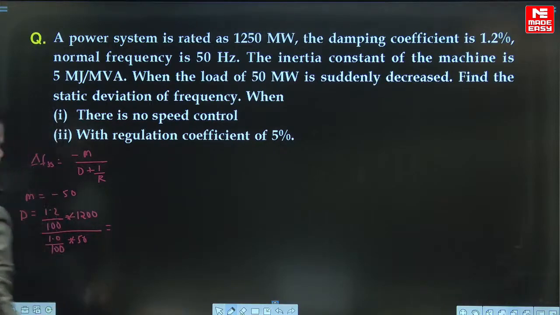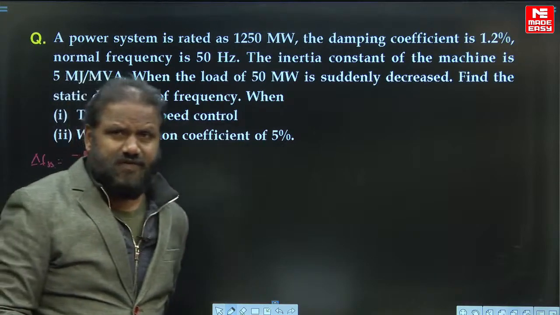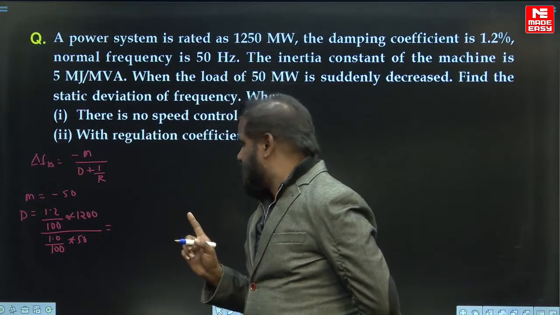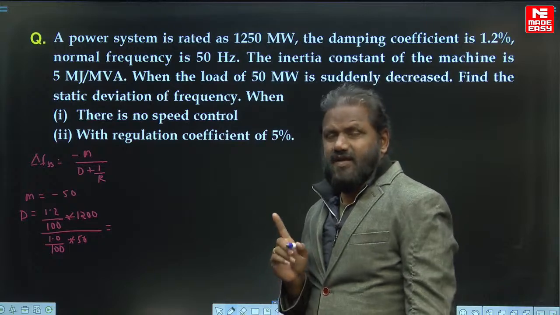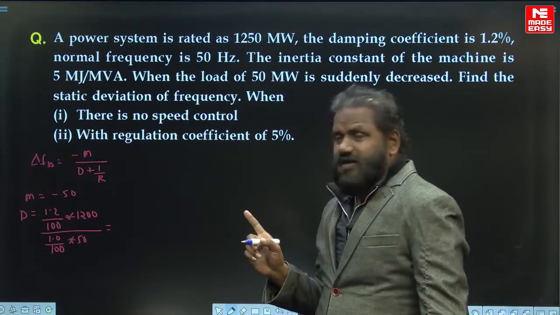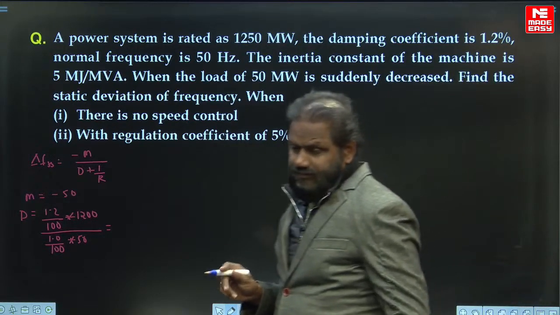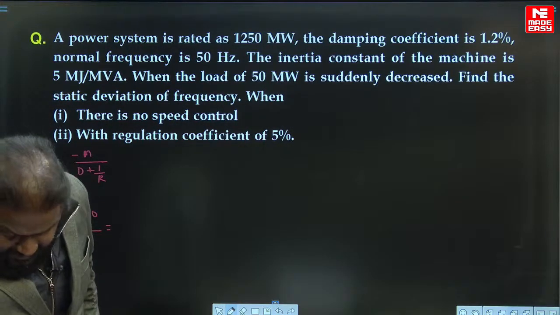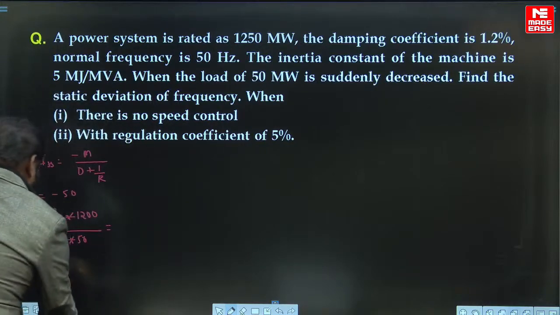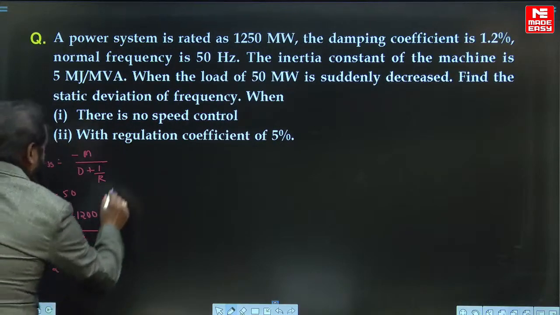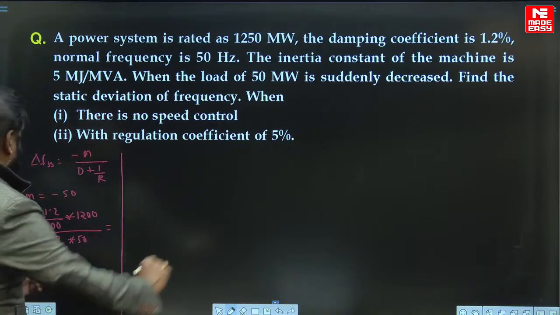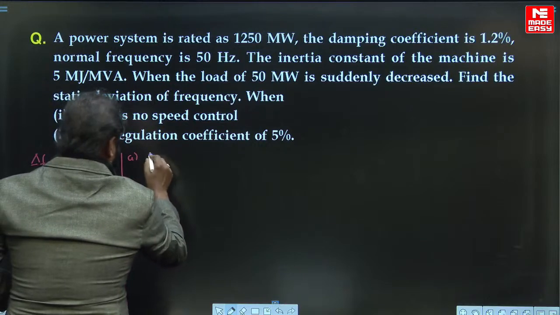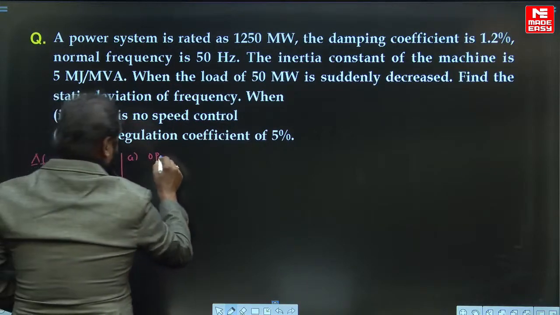So what is the damping coefficient? It is the percentage change in the load for every 1 percent change in frequency. By this the value of D can be estimated as 28.8. Now the first case given is case A, open loop, where there is no speed control, which means it is open loop.